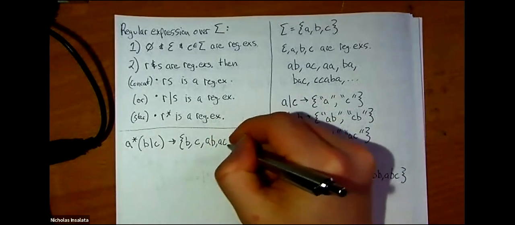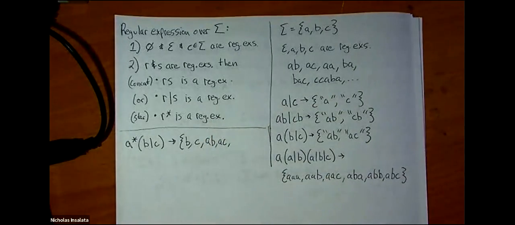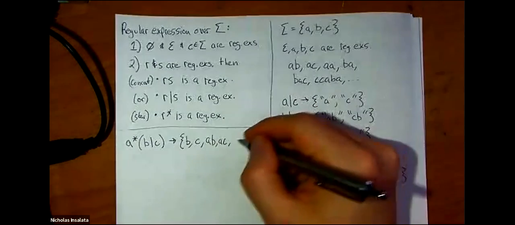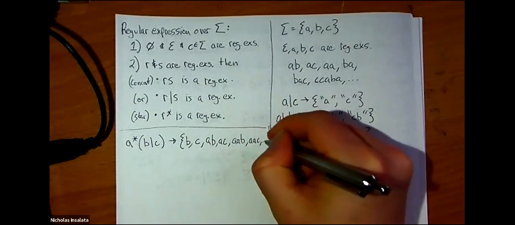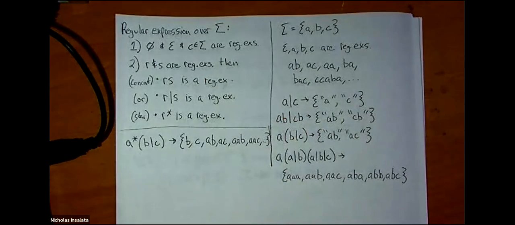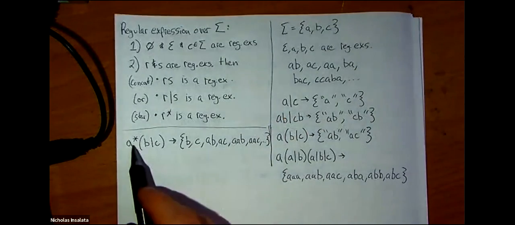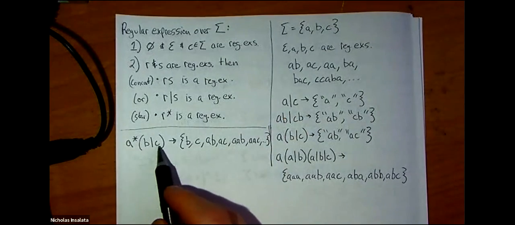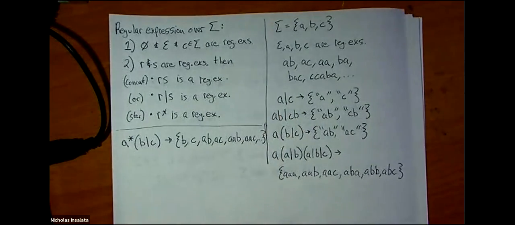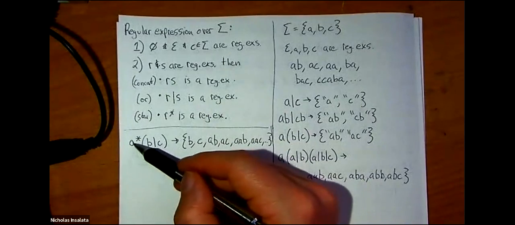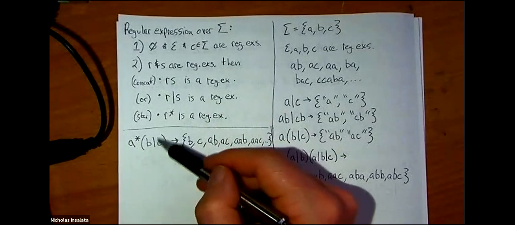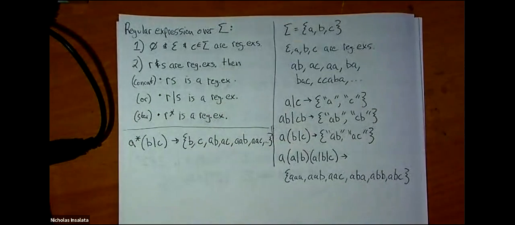Okay. What about the length 3 strings? AAB, AAC. I see you made a typo, but that's okay. AAB, AAC. Right? So it's any number of A's followed by a B or a C. Right? So that's combining all three symbols. Star, concatenation is implied here, and then the or. Right?